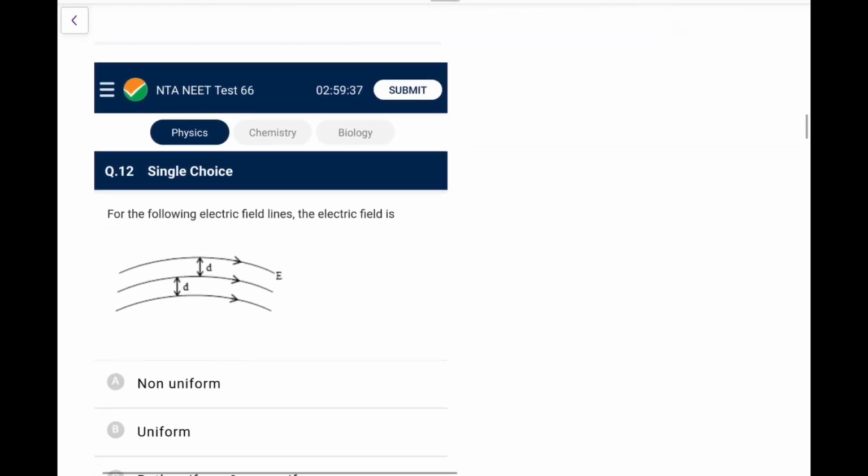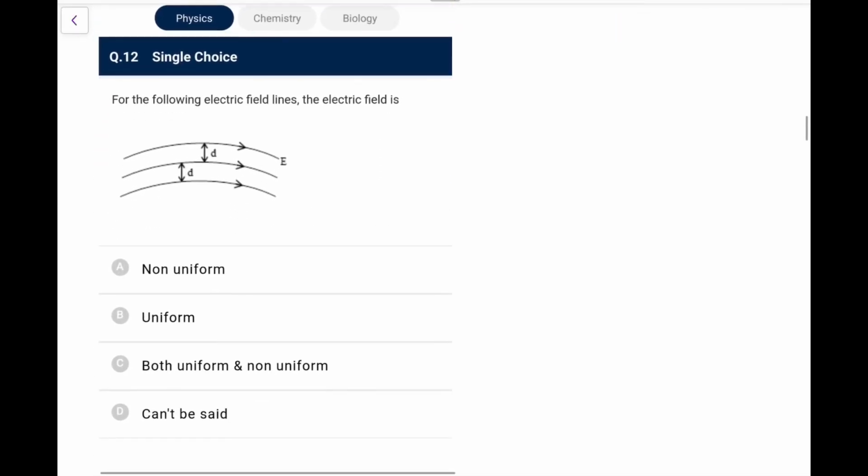Now next one, for the following electric field lines, electric field is, because you are saying it is not a straight line, so it is not uniform. So both uniform, non-uniform, not possible, can't be said. It would be non-uniform because direction you can directly say is changing. So direction is changing, so it is non-uniform. So it's an easy one.